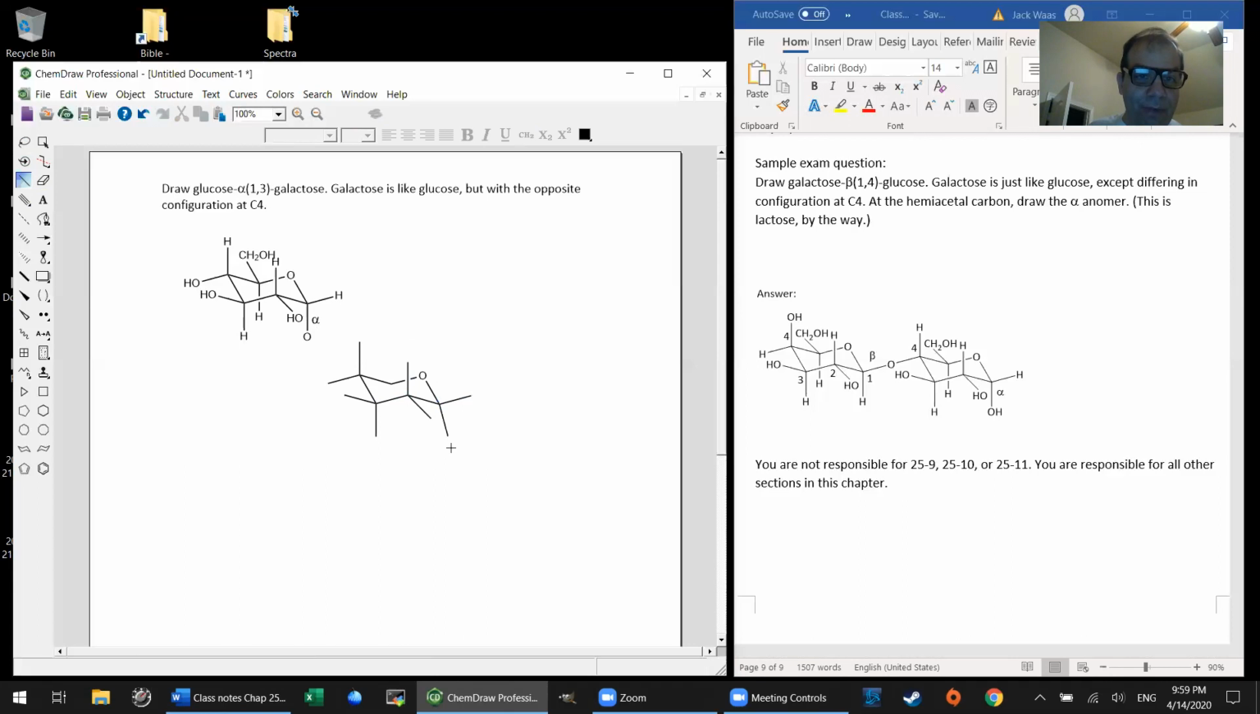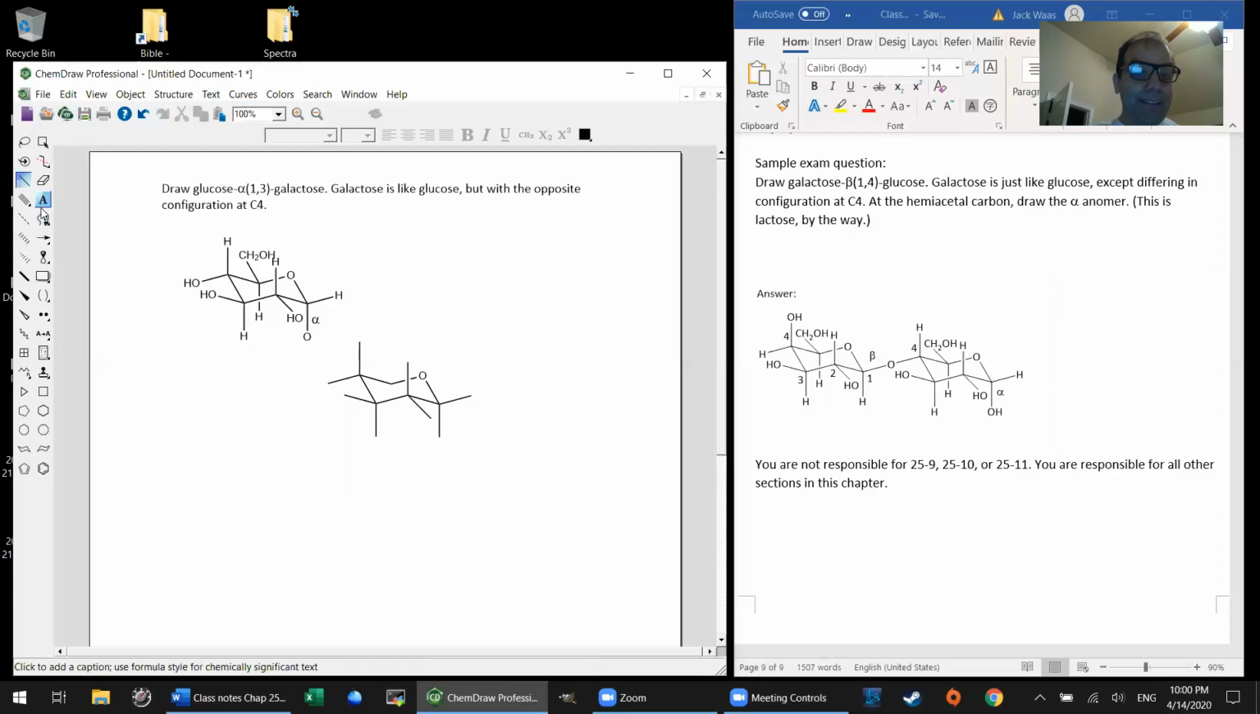Now you'll notice another thing here. This problem does not say what to do at the hemiacetal carbon. In the previous one, it says at the hemiacetal carbon, which is unambiguous. There's only one hemiacetal in the whole molecule. It says to draw the alpha anomer. This doesn't say what to do. So what do you conclude? Hopefully, what you're concluding is, doesn't matter. You pick. It can be alpha or beta.